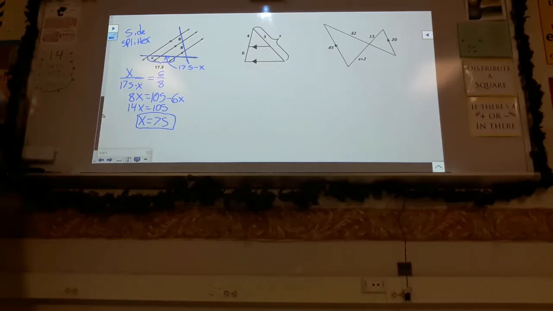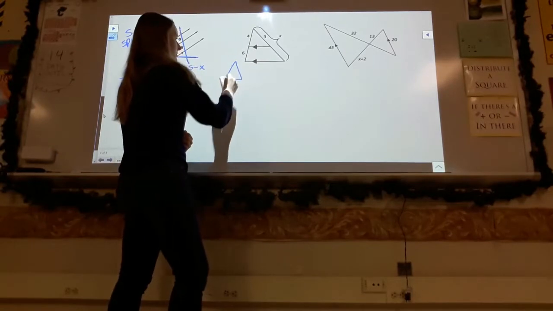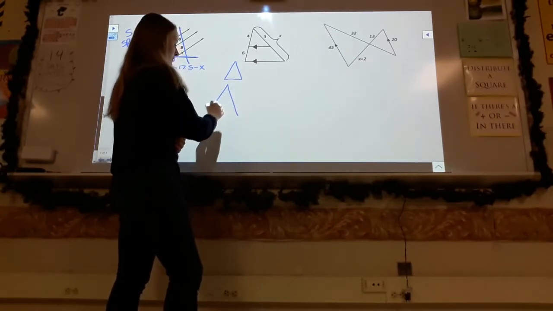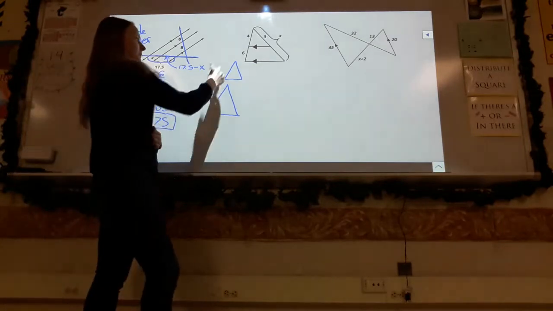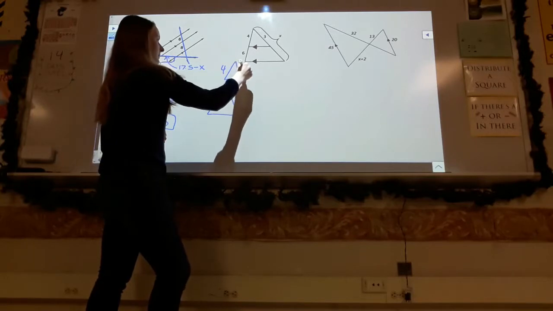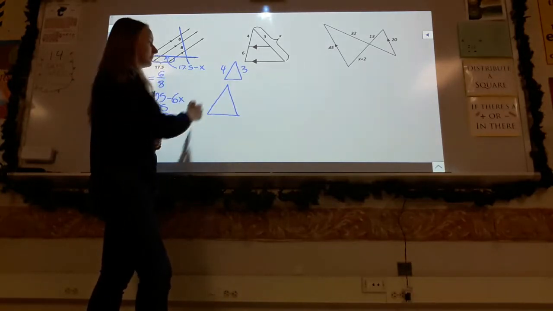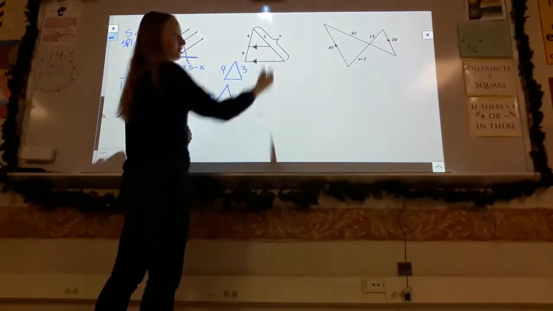Okay. What about this next one? This is another nested diagram. So I'm going to draw the big triangle and the small triangle. Okay. How would I label the smaller triangle? 4 and 3, 10 and x. Good.